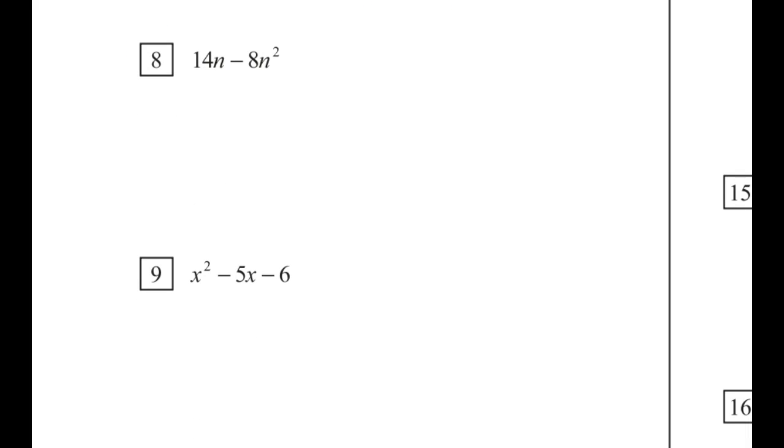Now number 8. What's the GCF of these two? Yeah, 2's in both of them. There's an n in both of them, so you've got to take out a 2n, right? And then what's left over? 7 minus 4n. Can this be factored more? 7 minus 4n? No. 2 terms. Is it a difference? Yes. Are they perfect squares? No. We don't have an a to the second power, and 7 doesn't work either.